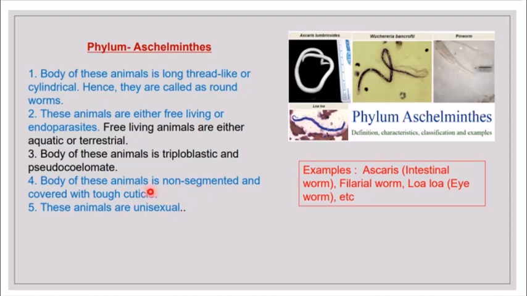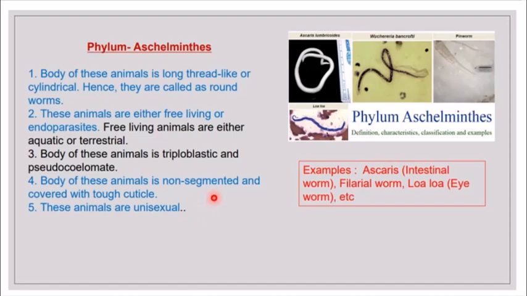Now cuticle is a very tough covering. As in our stomach we have acid, this acid should not dissolve these organisms, so that is why they have this tough cuticle, because they have to survive in the acidic environment of the stomach and the intestine. So that is why they have a tough cuticle body and they are non-segmented.